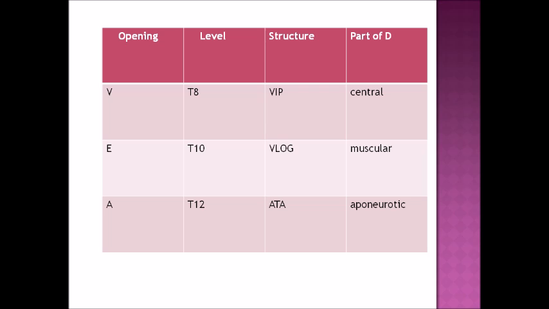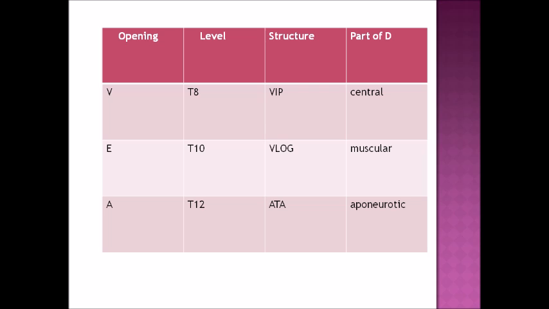Coming to the important structures passing through the aortic opening, you have to remember the mnemonic ATA. ATA is a Hindi word which means wheat. So what is ATA? ATA goes through the aortic opening. A stands for aorta, T stands for thoracic duct, and A stands for azygous vein. So till now we have seen the level and the structures passing through it.